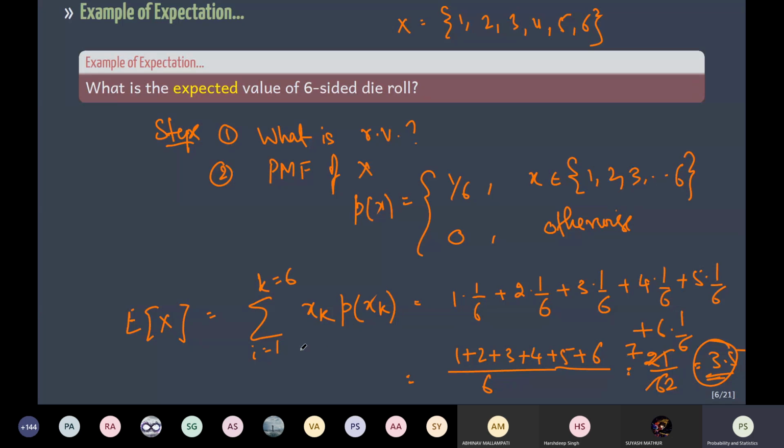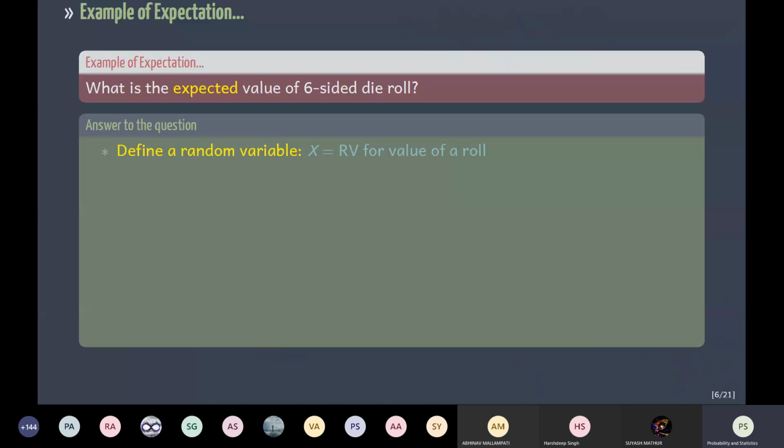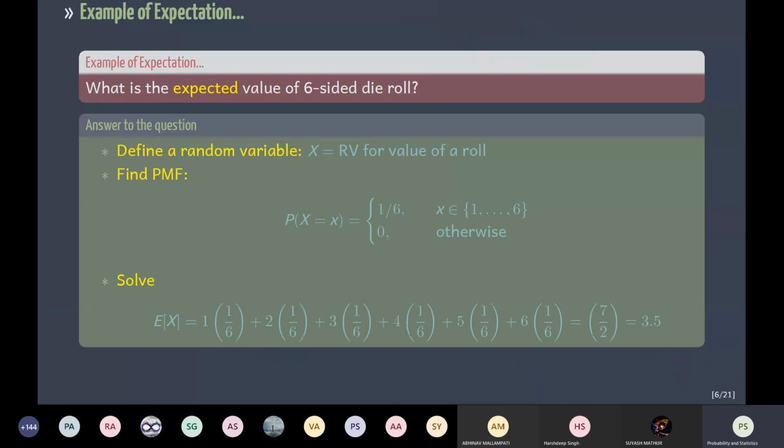So it's 3.5. So on average, if I throw a die, the number that I'm going to get is 3.5. But 3.5 is not any of the possible outputs. But when you're talking about average, it may be a number that's not there in the outcomes, right? So we are talking about average. On average, we expect to get 3.5 as an output. Okay, so that's how we compute the expected outcome. So this is the solved example here.